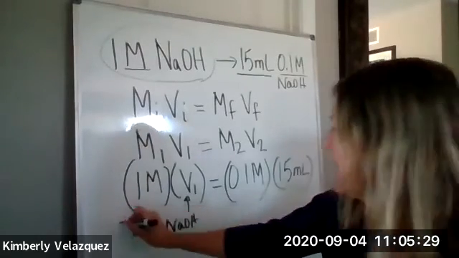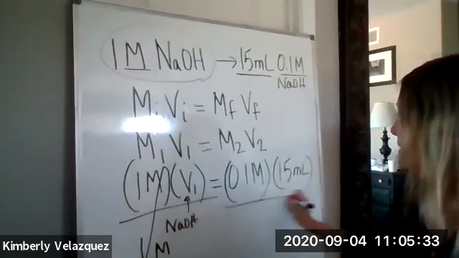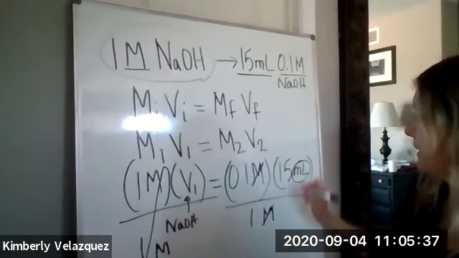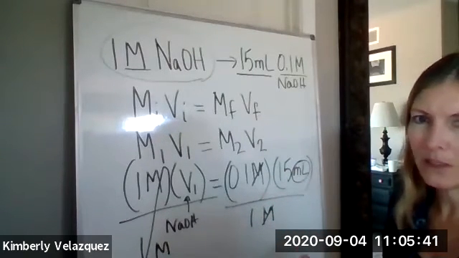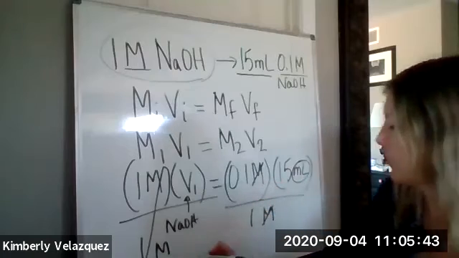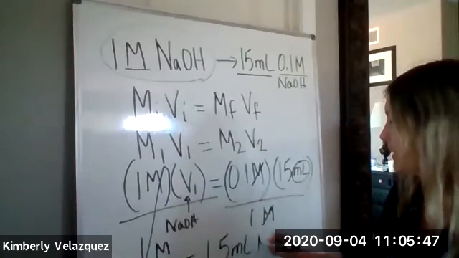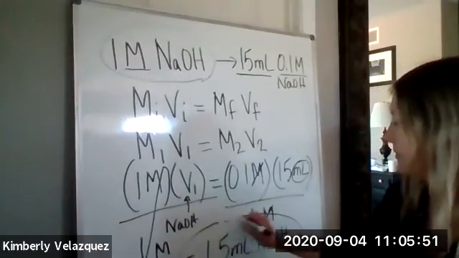So basically we would divide each side by 1 molar and that would cancel that out. Divide this by 1 molar, moles cancel out, and now we're in milliliters. So really, you don't need to divide by 1, so it's just going to be 15 times 0.1. So that tells us 1.5 milliliters of sodium hydroxide is how much we're going to add.